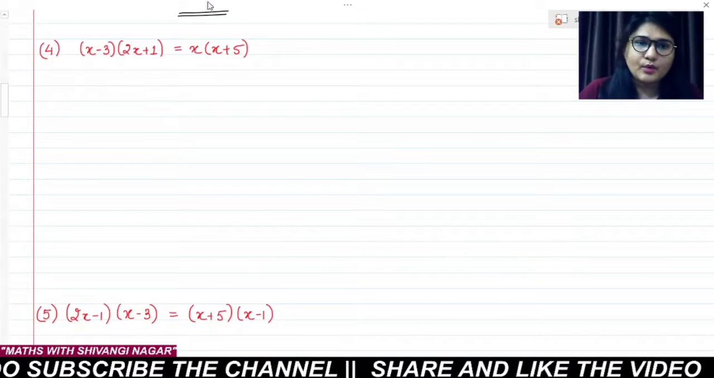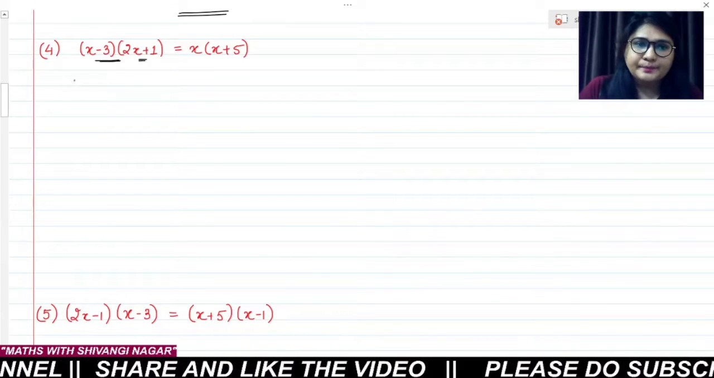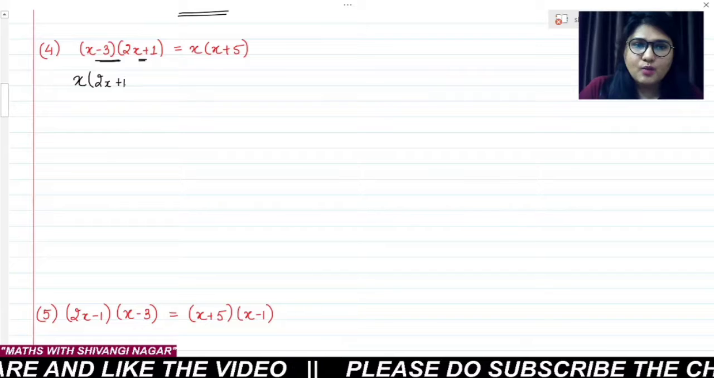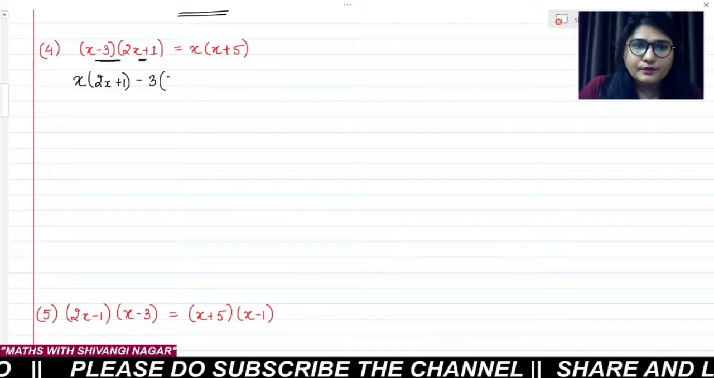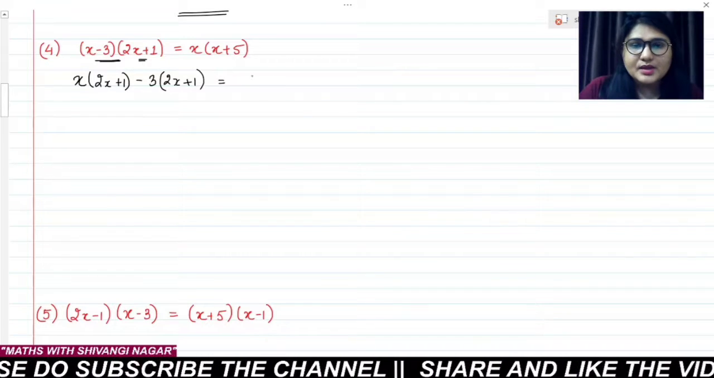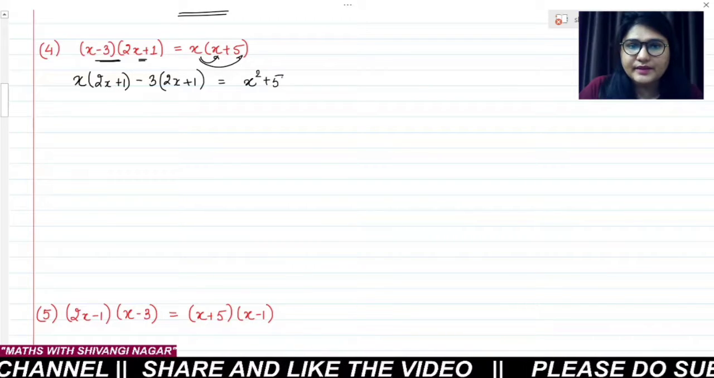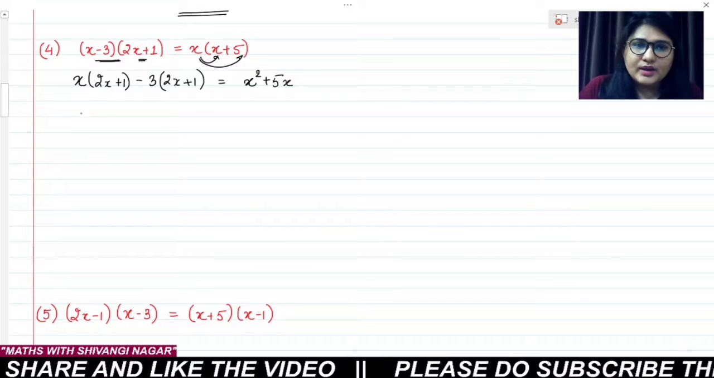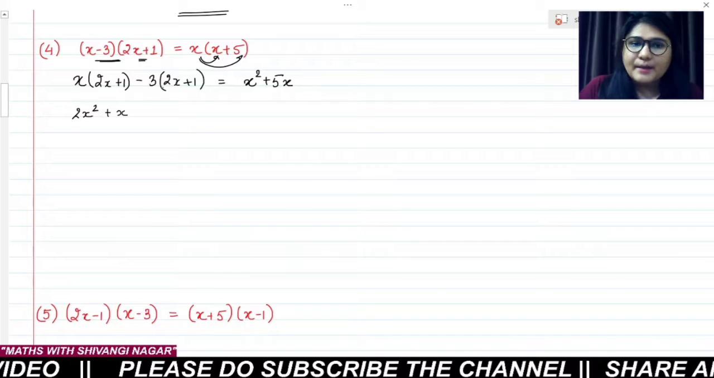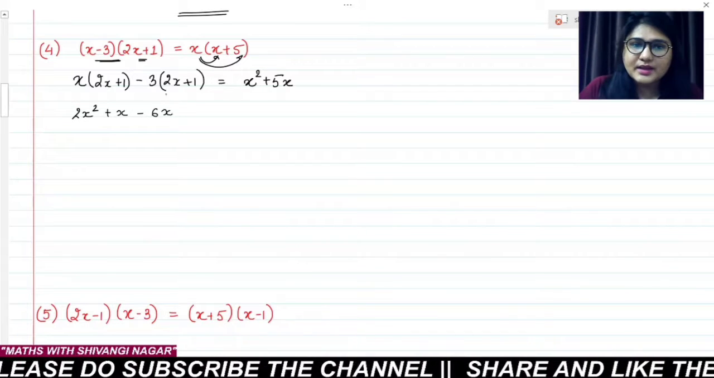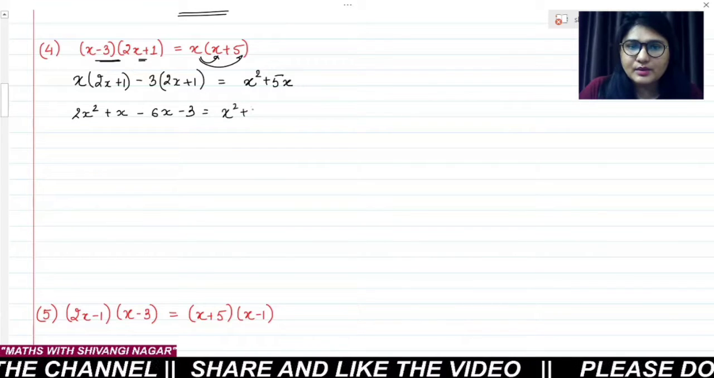Coming on the fourth one, again if you multiply this with the 2x plus 1 bracket, so x into 2x plus 1 minus 3 times 2x plus 1 is equal to, multiply this x with both the quantities, so x square plus 5x you will be getting here. Now x into 2x is what? 2x square. x into 1 is what? Plus x. Minus 3 into 2x is what? Minus 6x. Minus 3 into 1 is what? Minus 3. And here you have x square plus 5x.